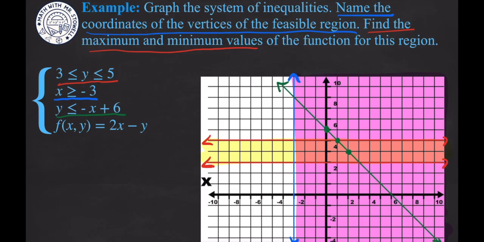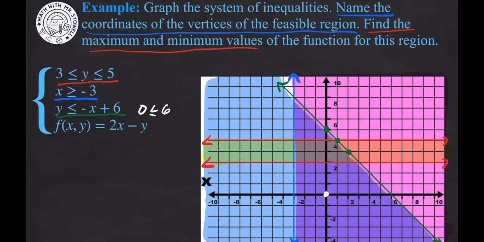In order to figure out where to shade with this one, we're just going to choose a point. 0, 0 is always a great point to choose. 0, 0 would tell us that 0 is less than or equal to 0 plus 6. That is true, so we're going to shade towards 0, 0. So the system of inequalities would look like this.